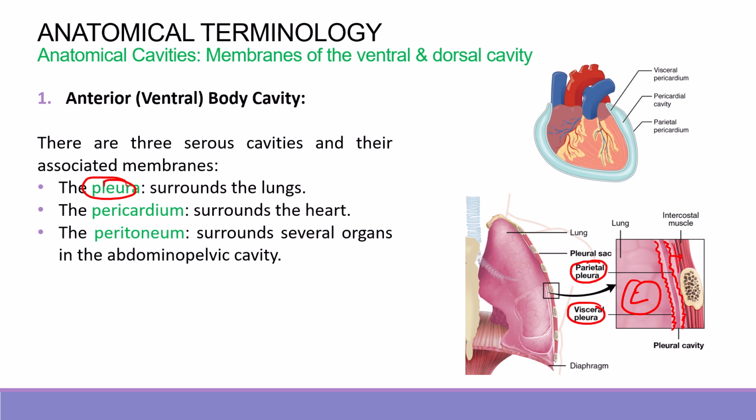Between those two layers you have a space, in this case it's called the pleural space, and in that space you have fluid. In the same way as in the heart, where the pericardial fluid's function was to reduce friction, the same thing happens here with the pleura. It reduces friction in the lungs. If it's an organ in the abdomen, this layer is called the peritoneum.